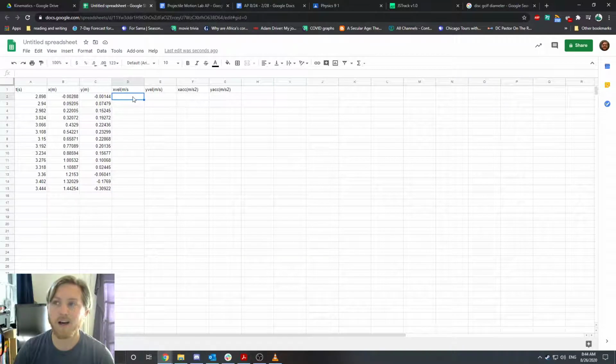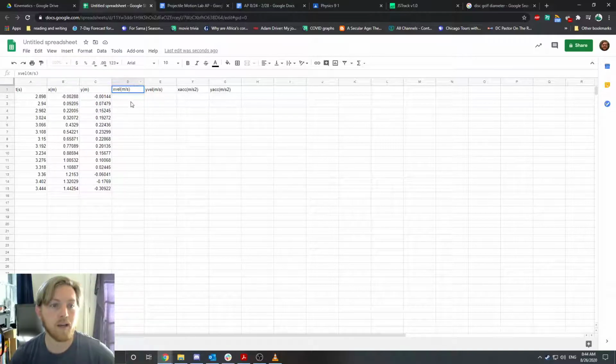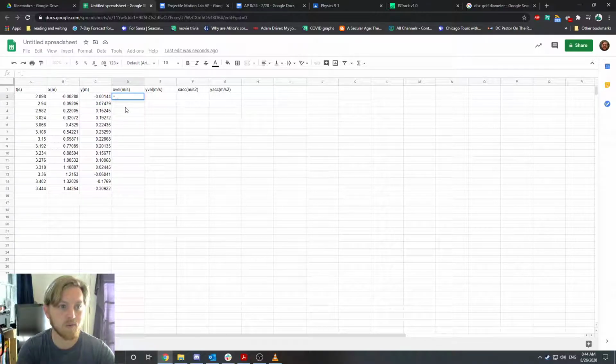Now, how do I get velocity? Using these numbers, I cannot just get the X velocity right away. What I have to do is put in an equation, and this is going to be helpful. So, I see the function up here in the top left-hand corner. I'm going to say equals, because I want this cell to equal something. And I want it to find as close to the instantaneous velocity as I can, which is going to be between the first and second positions I recorded.